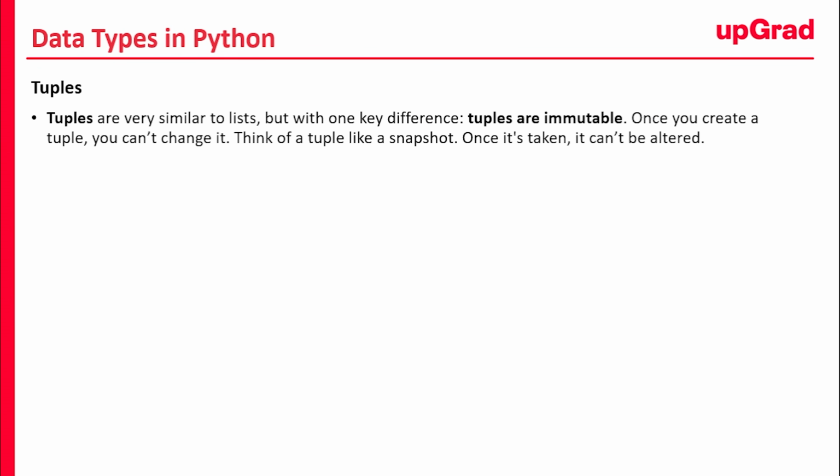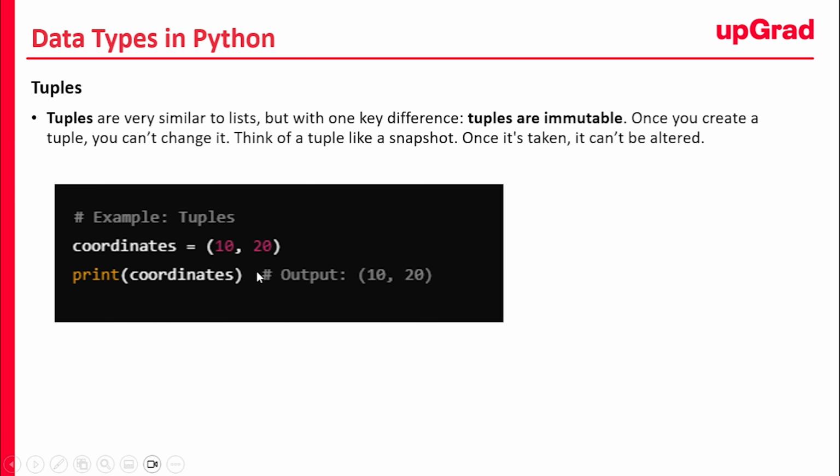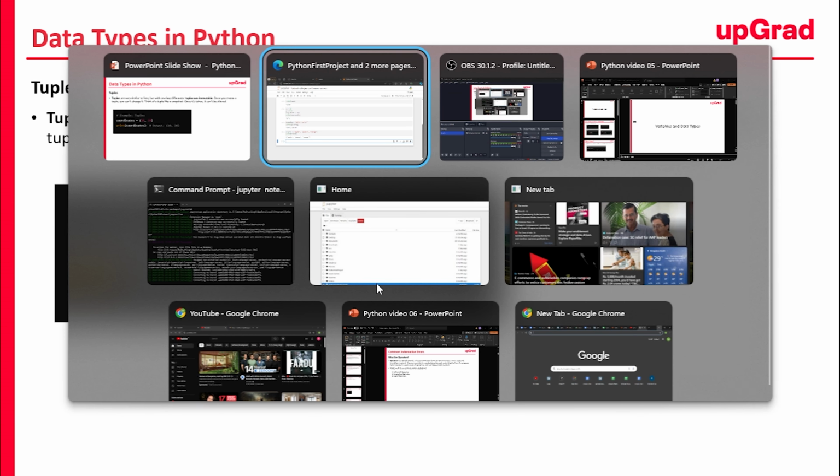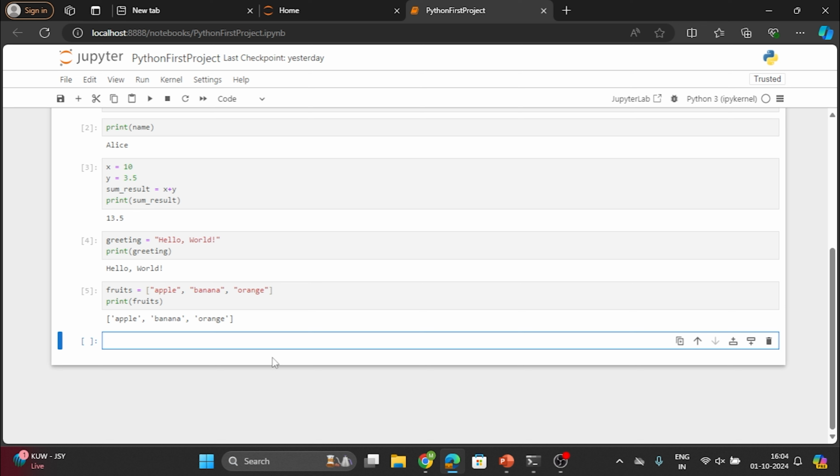The next element that comes up is tuples. Tuples are very similar to lists, but with one key difference: tuples are immutable. What does this mean? This is a key term. Once you create a tuple, you can't change it. Think of it as a snapshot: once it's taken, it cannot be altered. It's a fixed thing, it will remain what it is throughout. It is used with parentheses, basically. You don't have to use square brackets in this case, as was the case in lists.